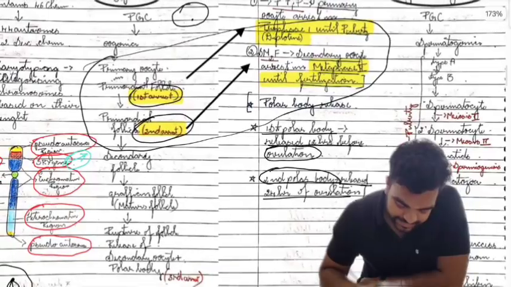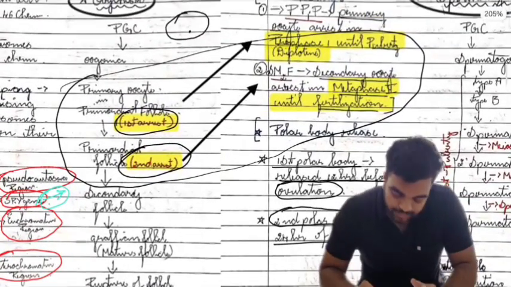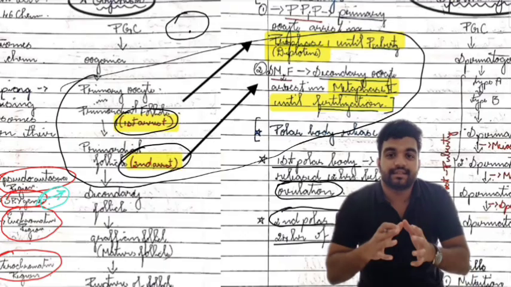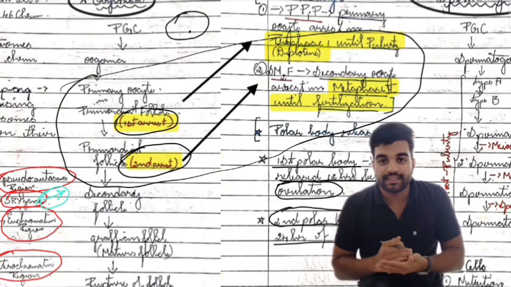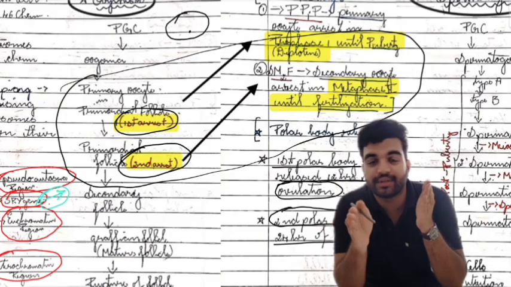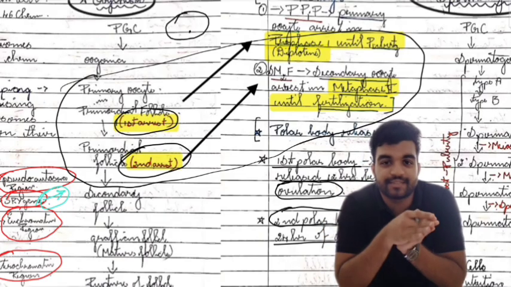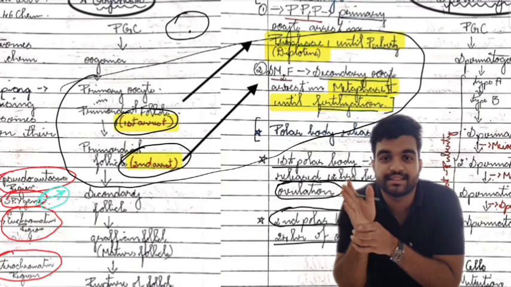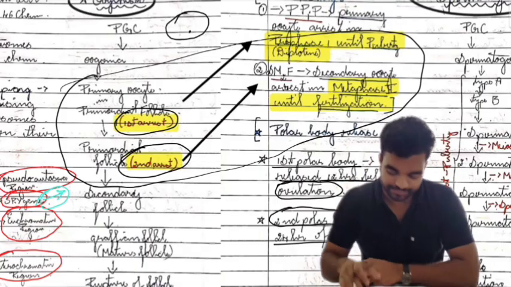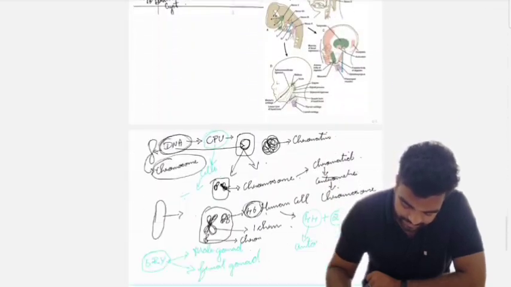When discussing the arrest, as I've mentioned, the primary oocyte formed during oogenesis will be arrested in prophase 1 at the diplotene stage. So the first arrest of oogenesis takes place in the diplotene stage of prophase 1. This is pretty confusing, right? So let me make it clear for you.